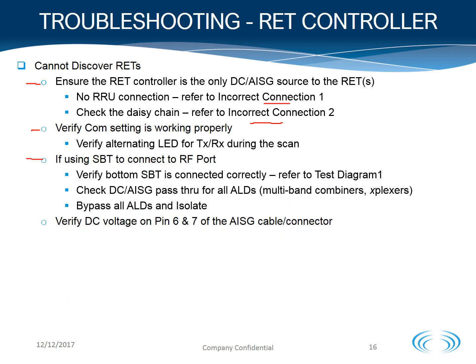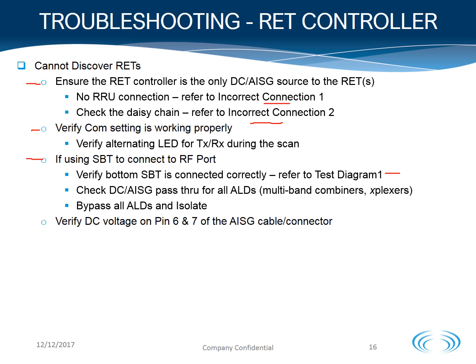If using a Smart Bias T to connect to the RF port on the antenna for testing, verify that the Smart Bias T connection is done correctly. Follow test diagram 1. Also, for E-Node B connections that are ground-based radios, if there are multiple ALDs in line, such as diplexers and triplexers, make sure that the DC pass-through is working properly according to the logic table.